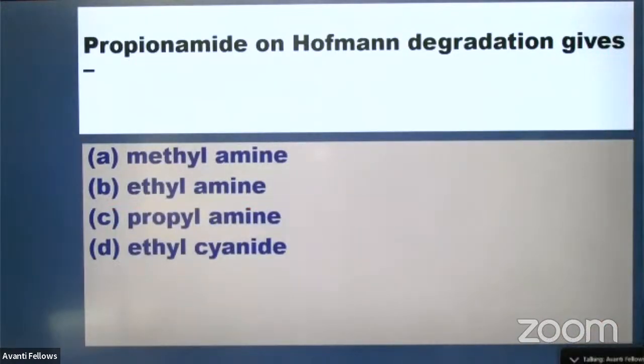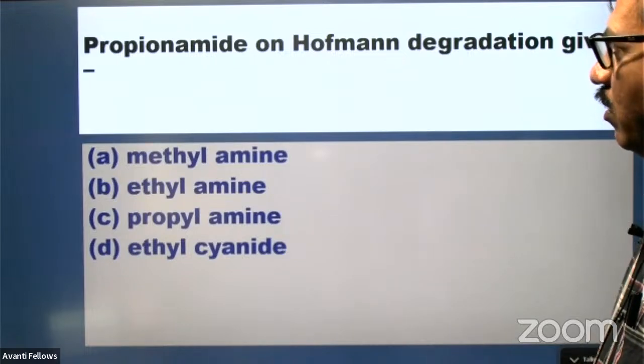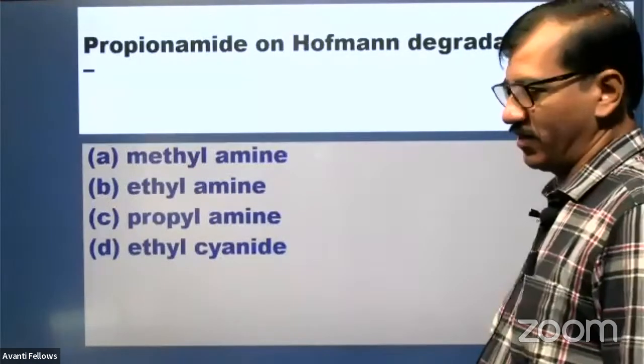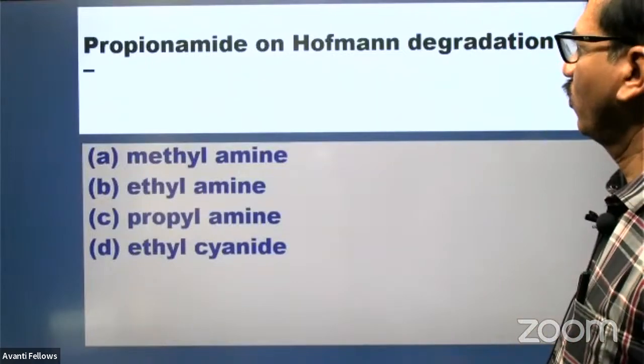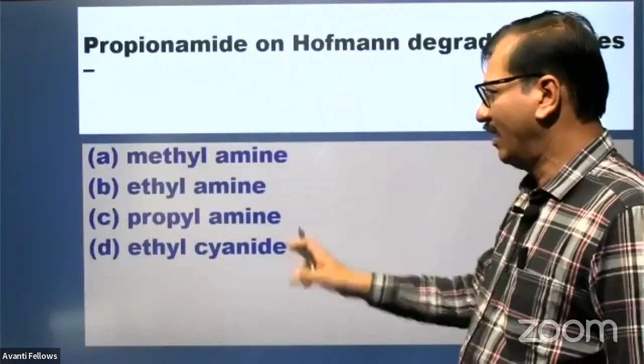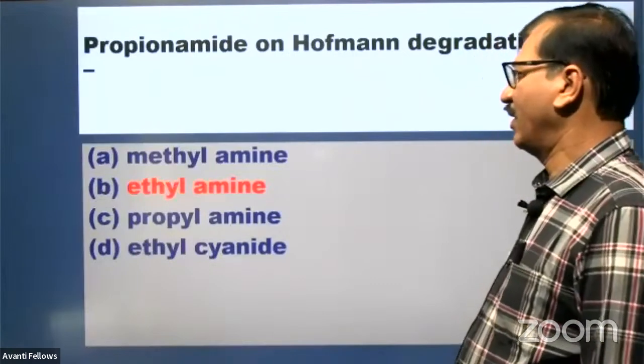Propionamide on Hoffmann's degradation gives... Propionamide. B, sir. Yes, this is B. Hoffmann's bromamide degradation, therefore CO will go. One carbon atom less. Prop is there, so it should be eth. Therefore, it is the right answer.